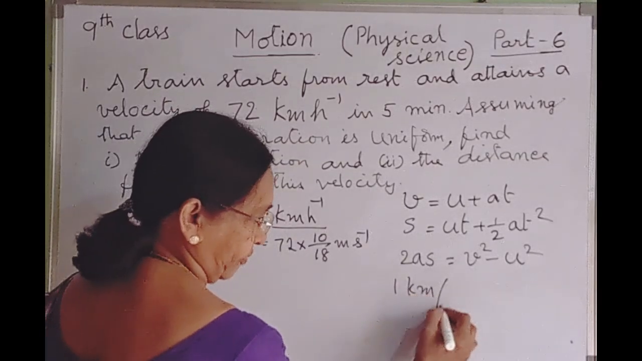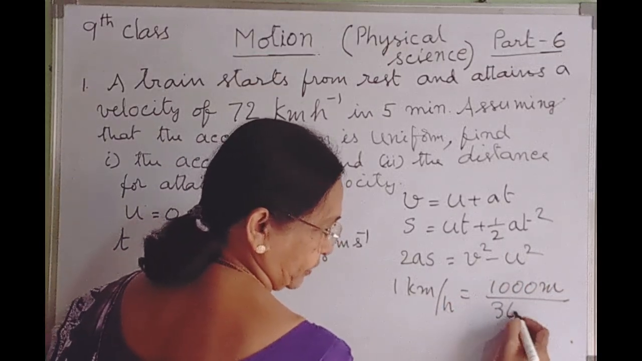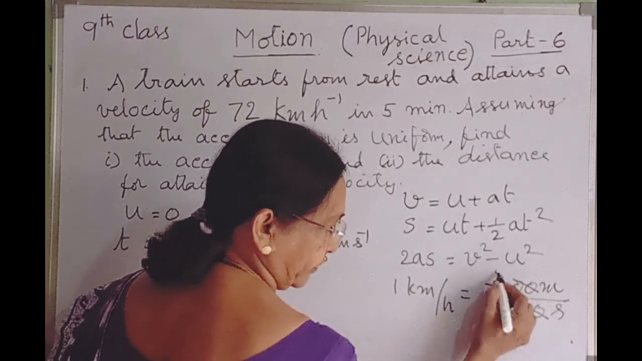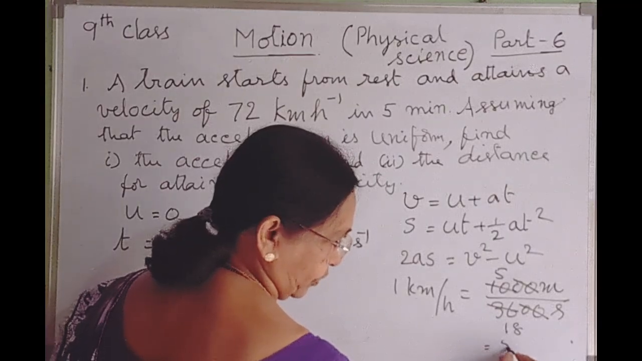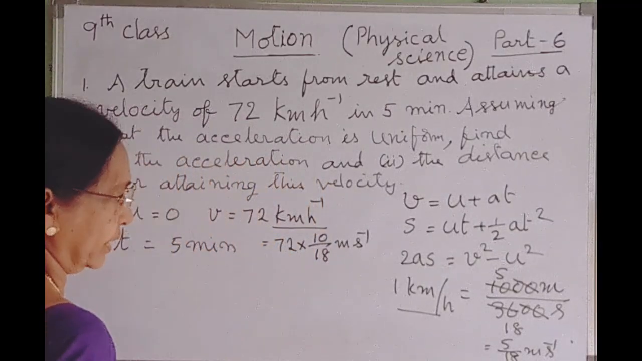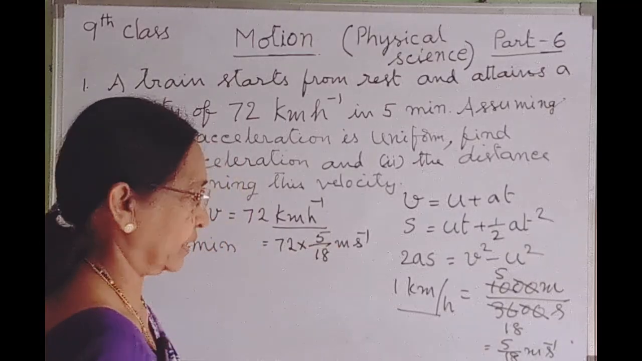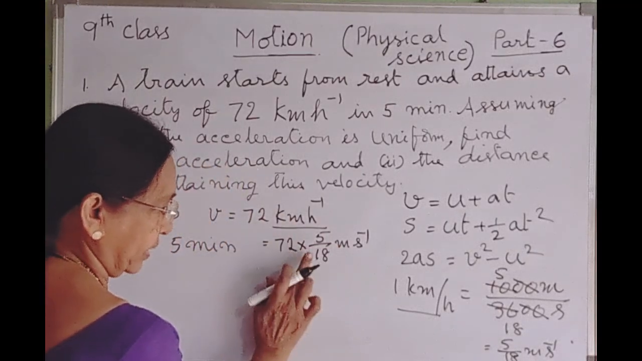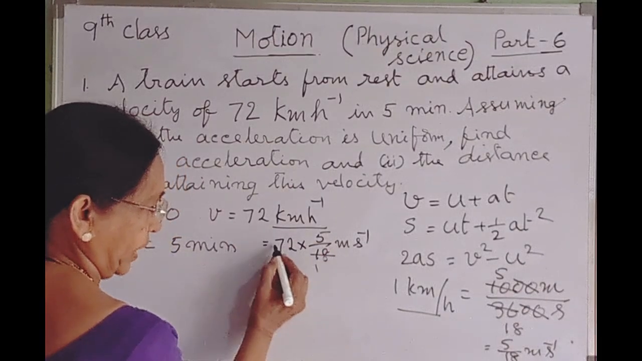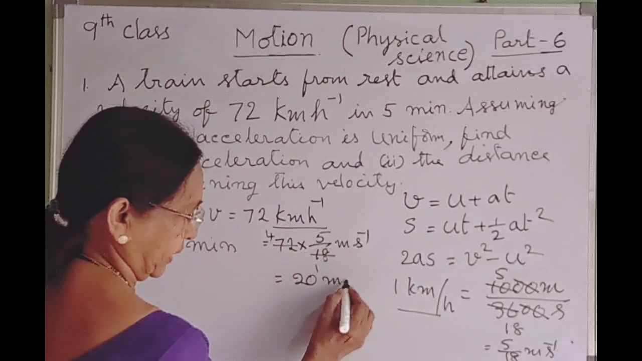1 kilometer per hour is equal to 1000 meters per hour, that is 3600 seconds. So 2 zeros get cancelled, and 2 fives are 10, 2 eighteens are 36. So this is equal to 5 by 18 meter per second. 1 kilometer per hour is equal to 5 by 18 meter per second. Therefore, 18 ones are 18, 18 fours are 72, 4 fives are 20. So, 20 meter per second.